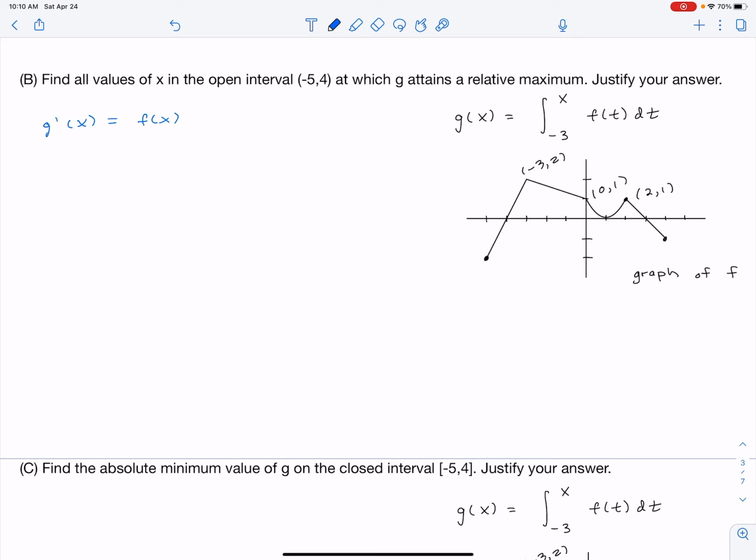We don't have that, so in this case, I really want to know where g prime of x equals 0, and I think you guys would agree that's where f of x equals 0. Because g prime of x equals f of x, and I want to know where g prime of x equals 0, that means I want to know where f of x equals 0. Well, it equals 0 here, it equals 0 here, and it equals 0 there.